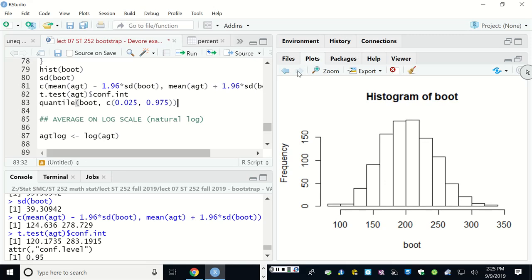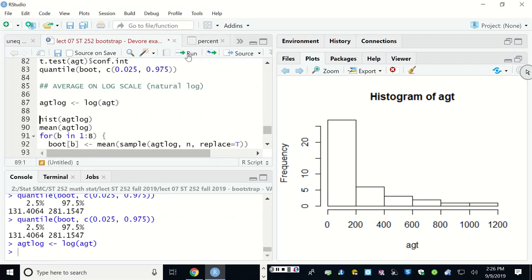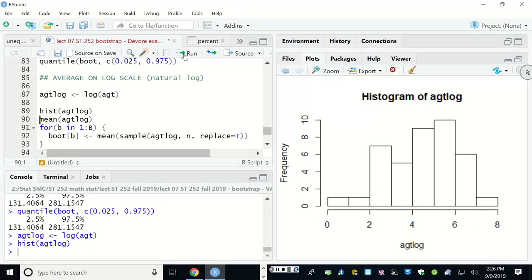Now, one way to deal with skewed data is to take the square root or maybe the log. If you take the log of the AGT, because this is kind of like tens, hundreds, thousands, that kind of progression, and do a histogram on a log scale, it's not quite as skewed. It kind of goes the other way a little bit, but it's not as extreme.